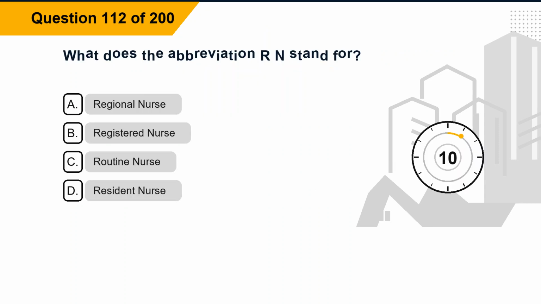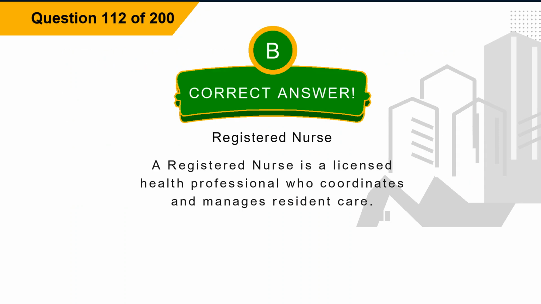Question 112. What does the abbreviation RN stand for? Option A, regional nurse. Option B, registered nurse. Option C, routine nurse. Option D, resident nurse. The correct answer is option B, registered nurse. Explanation. A registered nurse is a licensed health professional who coordinates and manages resident care.